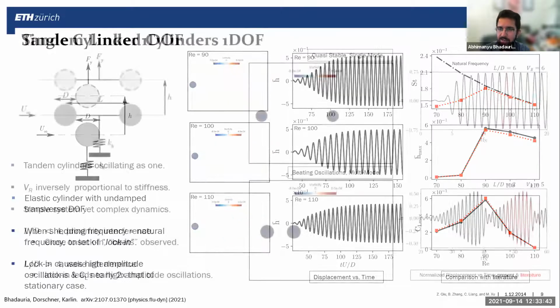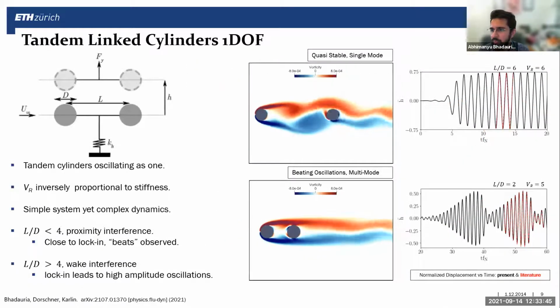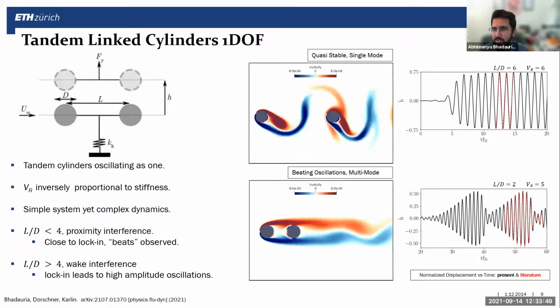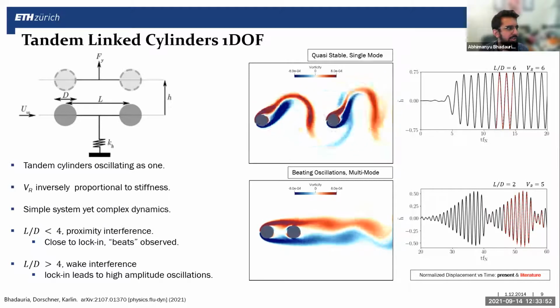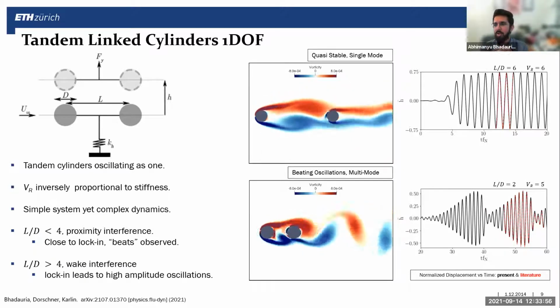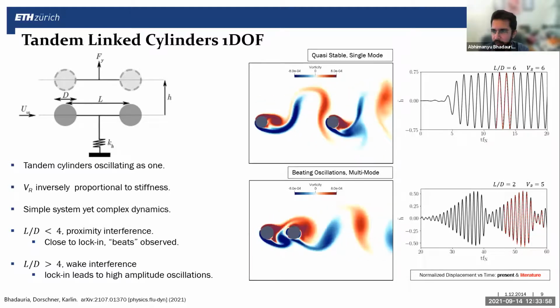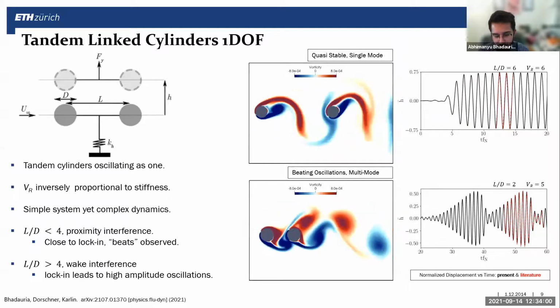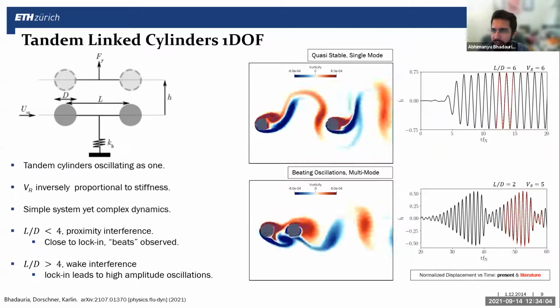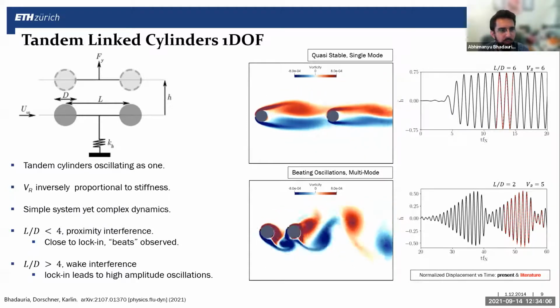Next, we essentially add another body to the system, so we have two bodies. Now we have two cylinders that are oscillating. However, in this case, the two cylinders are connected to each other via a solid link. And we're able to see a lot of complex phenomena using this. We vary both the spring stiffness in this case and the distance between the two bodies.